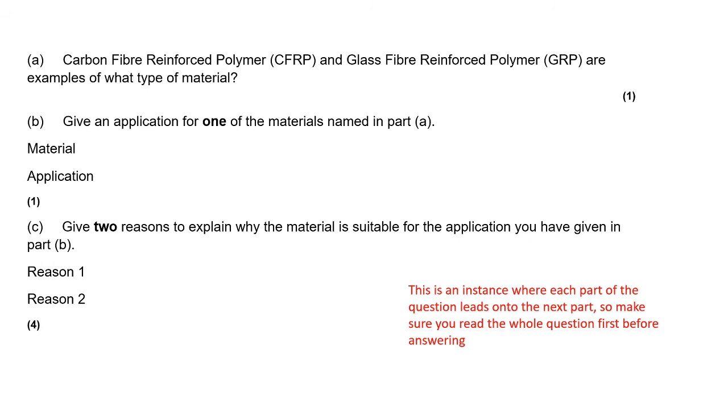So next one, carbon fibre reinforced polymers and glass fibre reinforced polymers are examples of what type of material. Give an application for one of the materials named in part A. Give 2 reasons to explain why the material is suitable for the application you've given in part B. So first part is 1 mark, the second part is 1 mark, and the next one is 4 marks. It's similar to the question we've just done. So it's another example of an instance where each part of the question leads on to the next part. So make sure you read the whole question first.